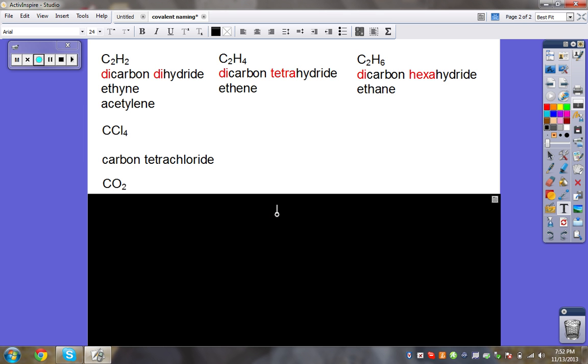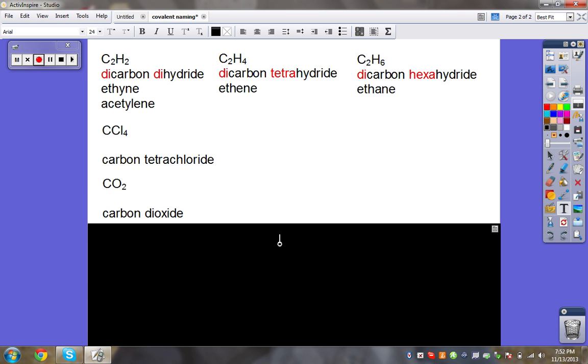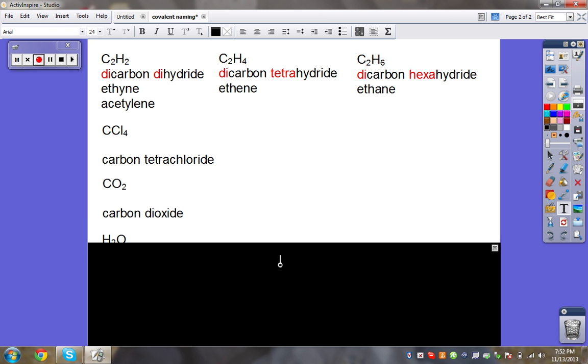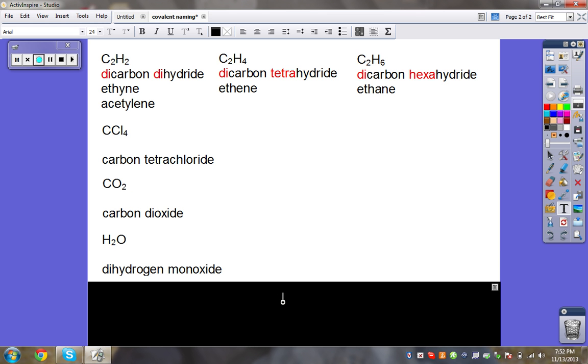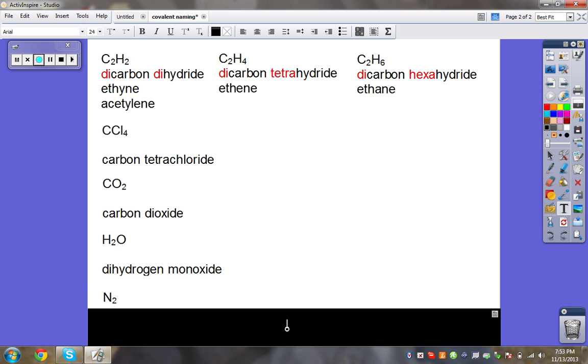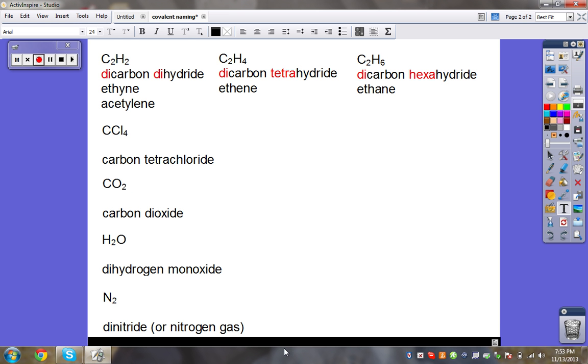For CO2, carbon dioxide. This one we've talked a lot about. Again, rarely use mono on the first carbon, 2 oxygens, dioxide. H2O, and don't just say water. That would be dihydrogen monoxide, 2 hydrogens, 1 oxygen. And N2, and there are 2 names I would accept for this one. Dinitride would be 1, or nitrogen gas. If you recognize that as a diatomic gas, you could just call that nitrogen gas.